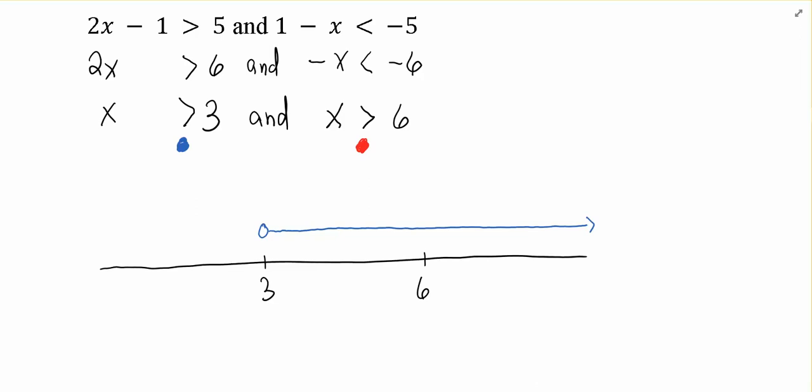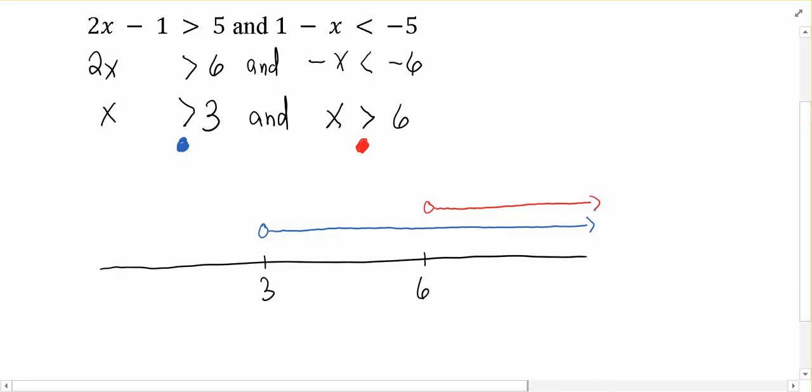Again, this is done above the number line because it's our scrap work. x is greater than 6, also above the number line, as our scrap work. So now again, we have broken the number line up into 3 chunks: left, middle, right.